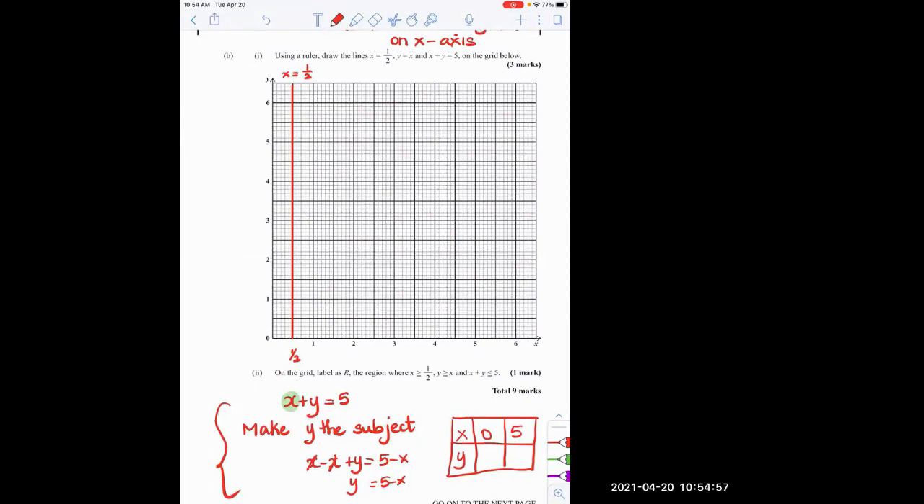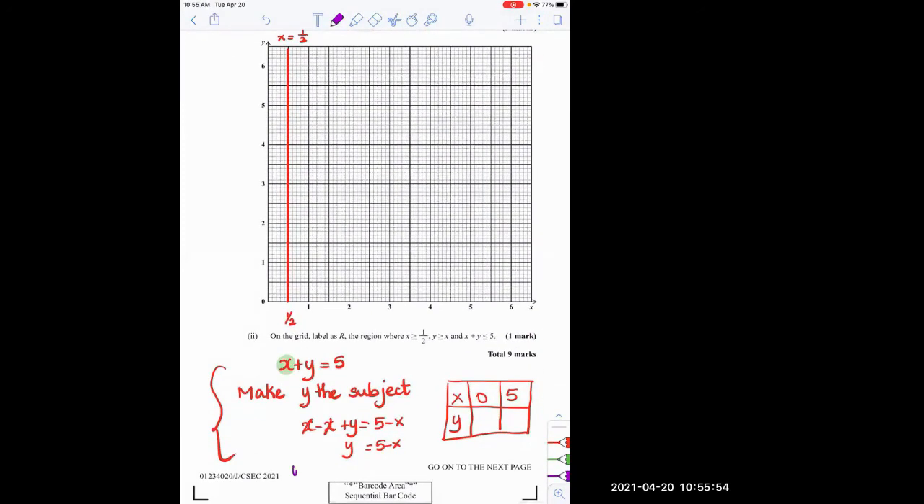Does anyone have the corresponding y values? 5 and 0. Could somebody confirm what Jason is saying? 5 and 0? When x is equal to 0, y is 5 minus 0, which is 5. And when x is equal to 5, y is 5 minus 5, which is 0. Did you all get that?